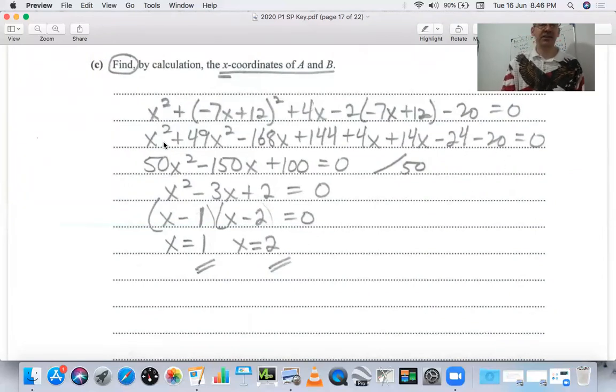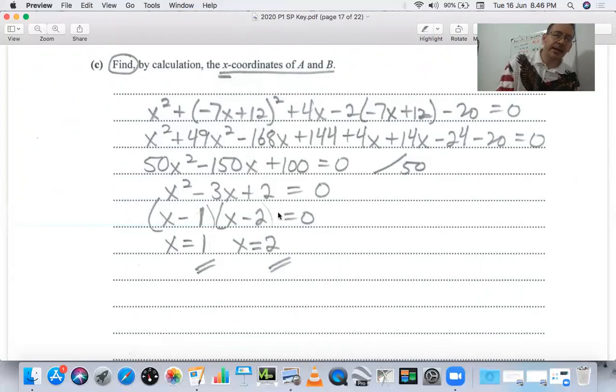When you combine these together, x squared and 49x squared gives us 50x squared, -168x plus 14x gives us -150x, and then 144 minus 24 and minus 20 gives us 100. Notice they all share a 50 in common, so divide out the 50 to simplify this a little bit. 50 divides into the 0, still have 0, so we get x squared minus 3x plus 2 equals 0. Now we can factor it quite easily.